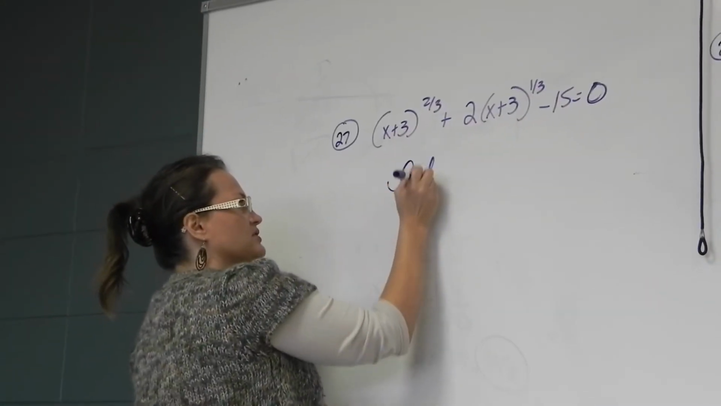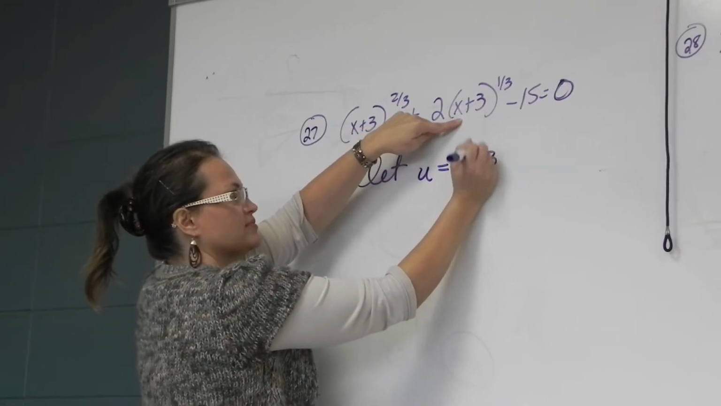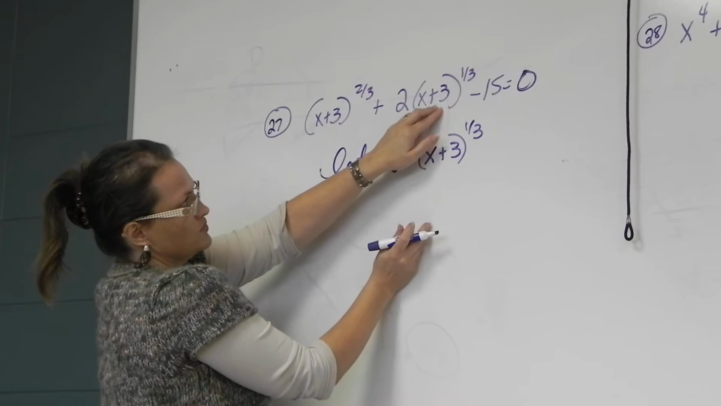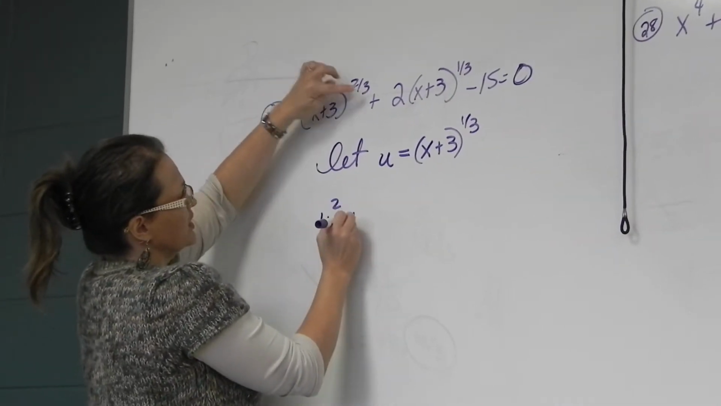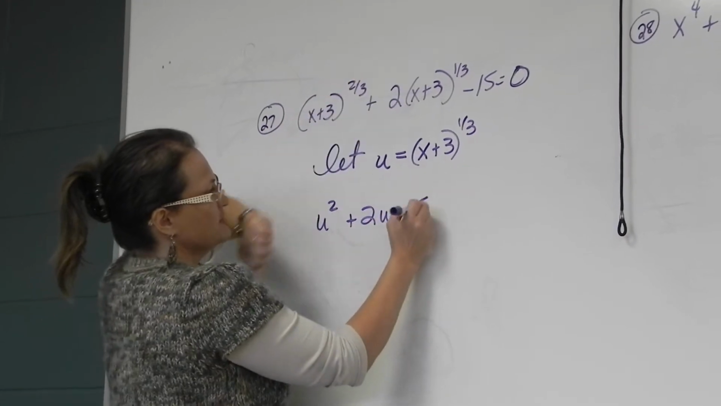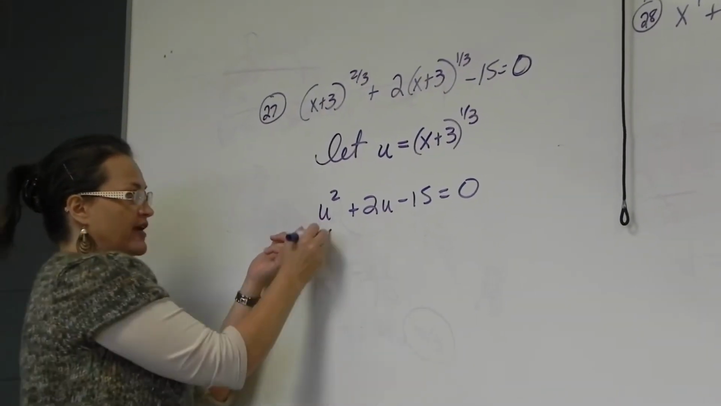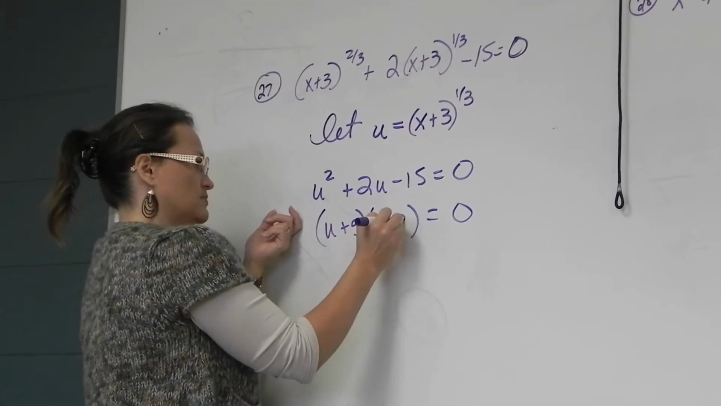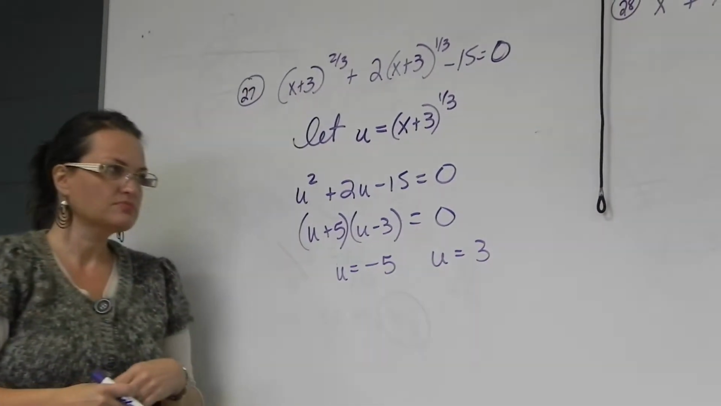So I'm making note that I'm going to call that a different variable, a substituted variable, and then if that is u, this is the square of that. So I can write this as u squared plus 2u minus 15. And then solve it like I do a quadratic by factoring or using the formula, and get my u solutions of -5 and +3.